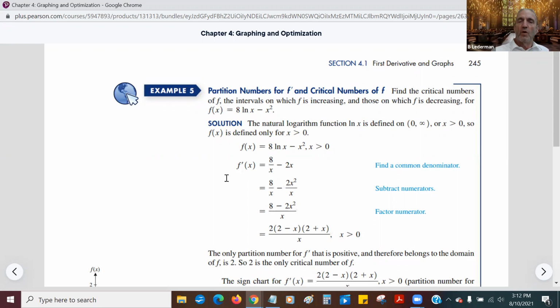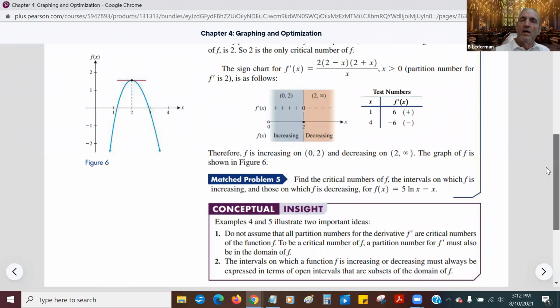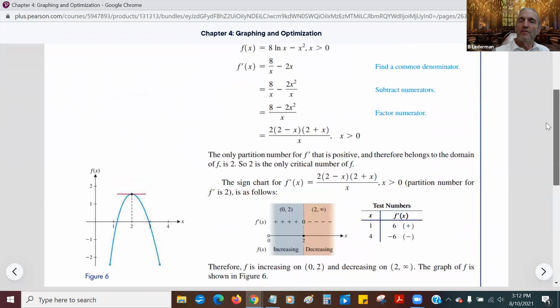Anyway, f prime of x winds up being, after I crunch it out and factor everything, 2 times (2 minus x) times (2 plus x) over x. So we see that 2, negative 2 and 0 are going to be partition numbers, but the only thing is, negative 2 and 0 are not part of the domain. So the only thing we really have to worry about is x equals 2. That's the only partition number.